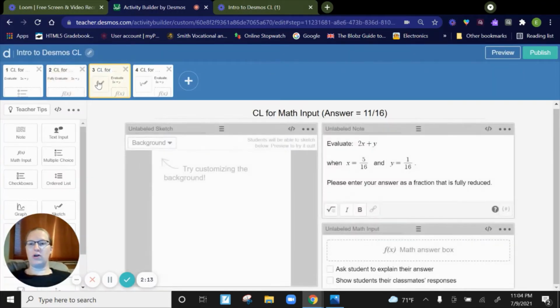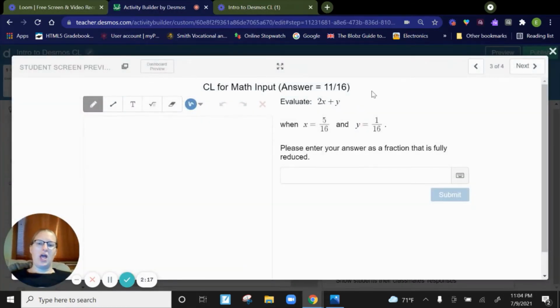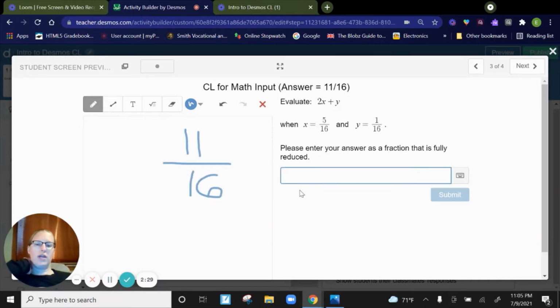So let's move on to the third one here, which is a bit more difficult. So here students are typing in fractions. So 5/16 multiplied by 2 is 10/16, and then adding on the 1/16 will give us an answer of 11 over 16. So we want over here 11 over 16.